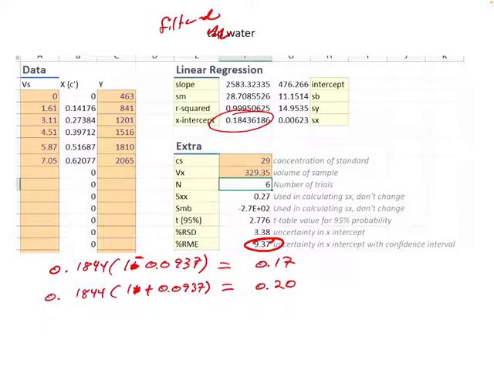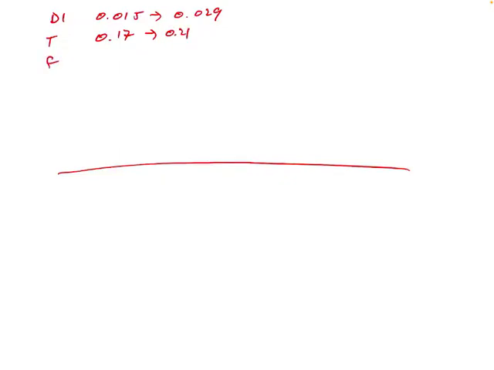So let's go ahead and look at all of those together. For our DI water, or distilled water, we had 0.015 to 0.029. For the tap water, we had 0.17 to 0.21. And for the filtered water, we had 0.17 to 0.20.